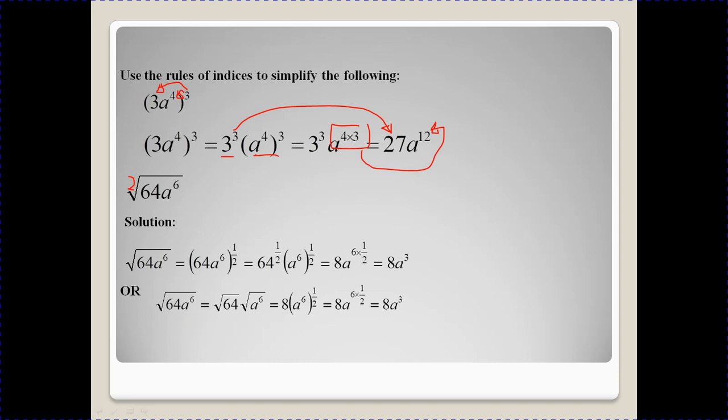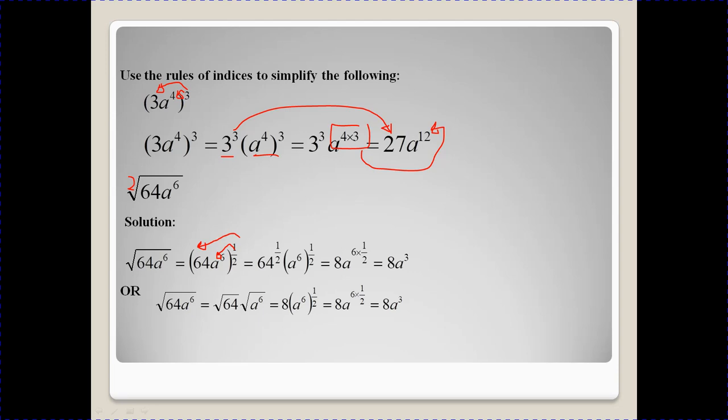If I have the square root of 64a^6, this is a solution. Now you just convert the square root to a power. As long as the index is 2, this will be to the power half. So this is 64a^6 to the power half, and you distribute the half to 64 and a to the power 6. So this is 64 to the power half, times a to the power 6 to the power half.